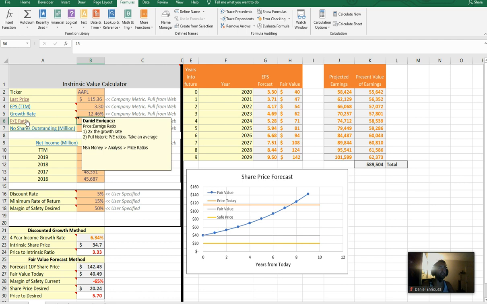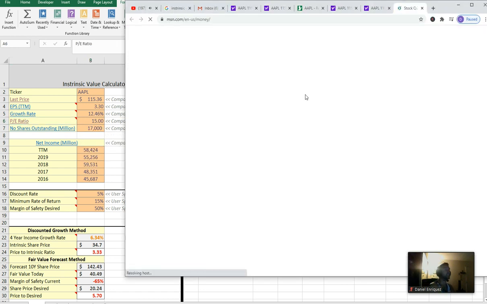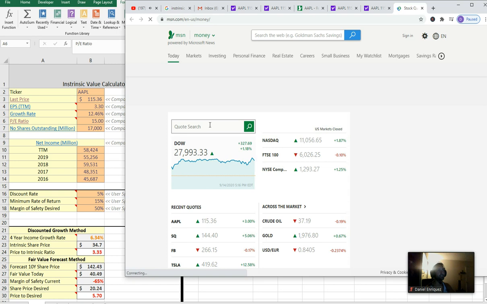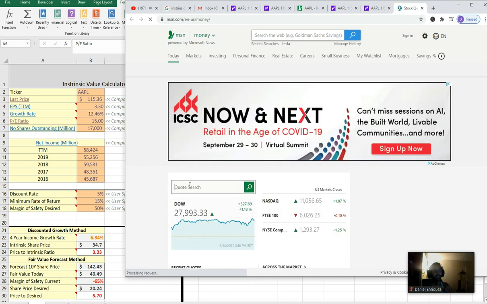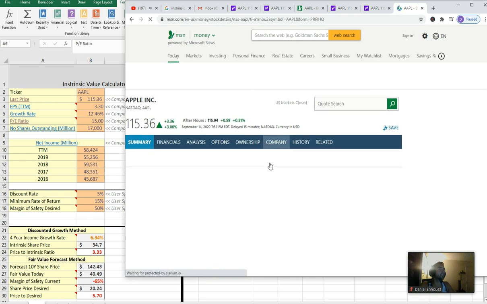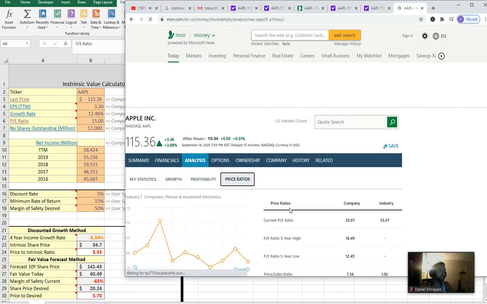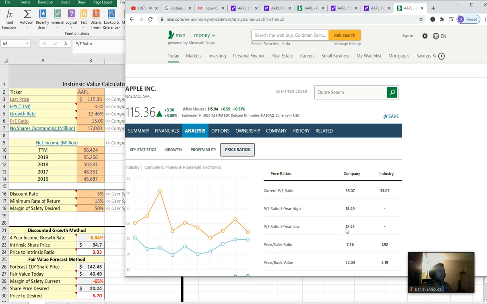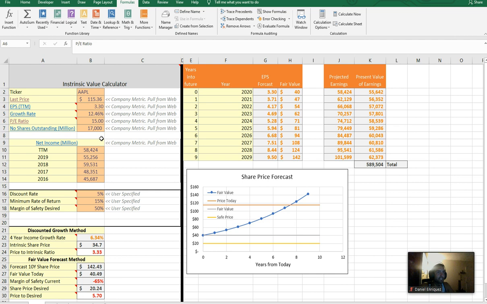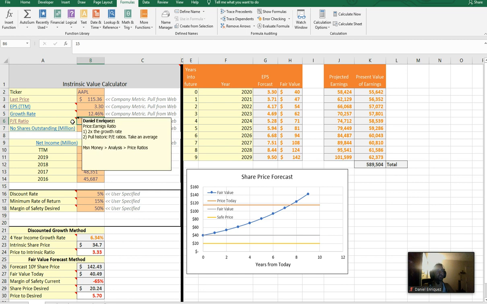So if you want to do the second method, you can just click on PE ratio. It'll take you right to MSN Money, not Yahoo Finance, because they don't have the PE ratios apparently. But anyways, you type in the ticker symbol, it takes you to that ticker's webpage, go to the analysis tab, go to price ratios, look at the historic price ratios, 5-year high, 5-year low, take an average, about 15. So we use about 15 here. You really want to take whatever number is lower of the two methods. And so we're going to use 15 there.